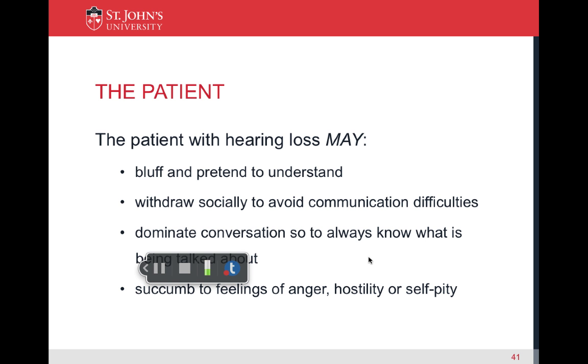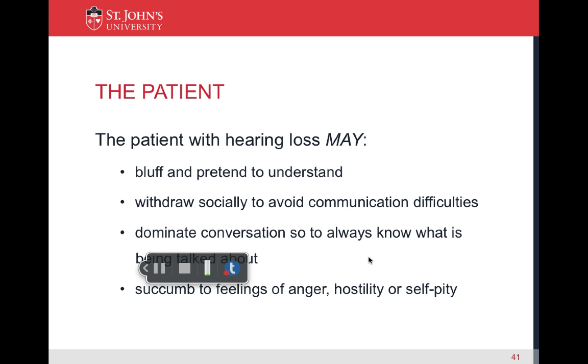The person with hearing loss may bluff and pretend to understand what you're saying in the spirit of cooperation, because it's easier to bluff and say, yes, I understand, than to keep asking, can you repeat yourself? I'm sorry, I didn't hear that. So sometimes the patient with hearing loss might just bluff and pretend that they understand.